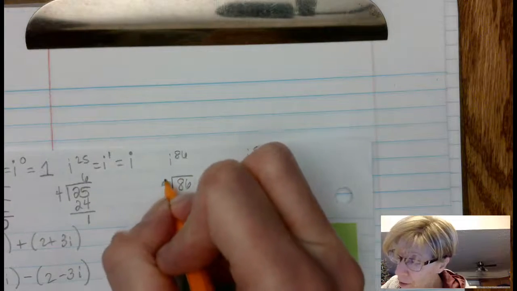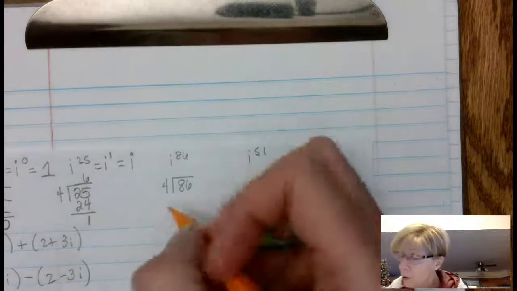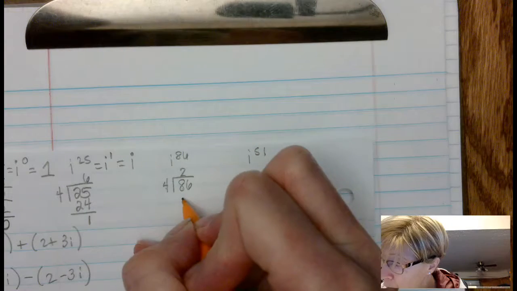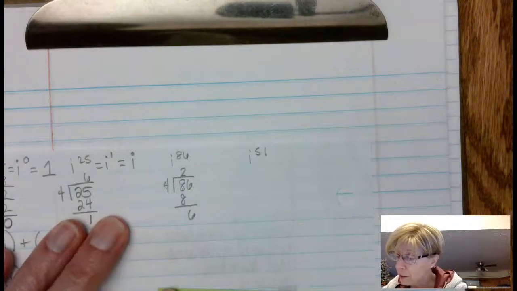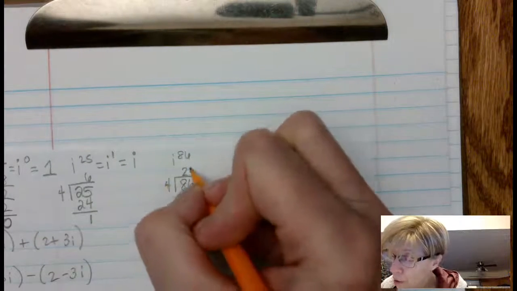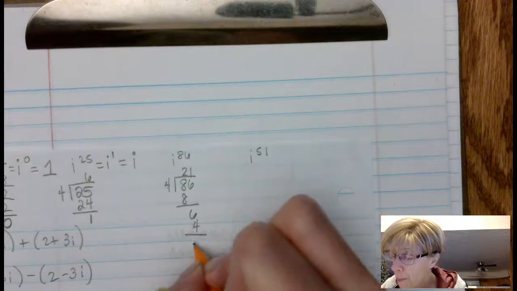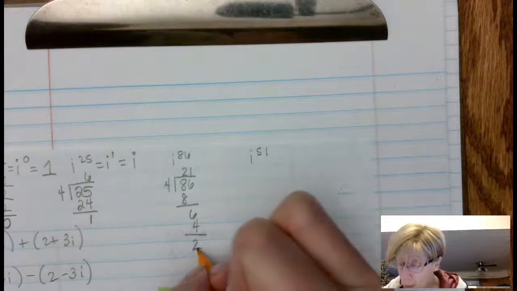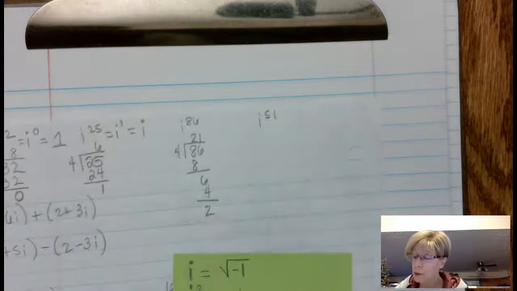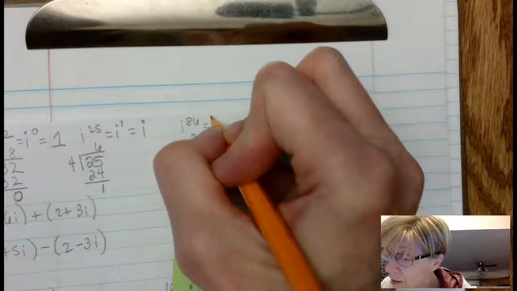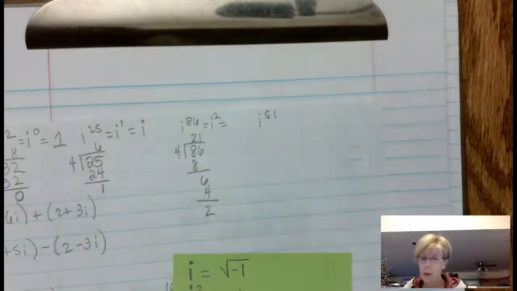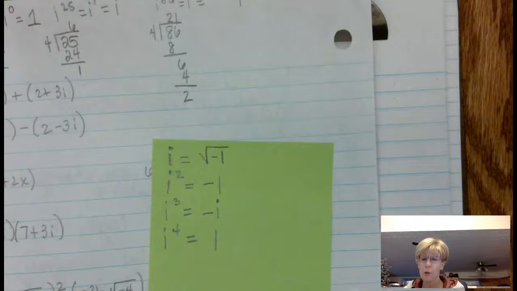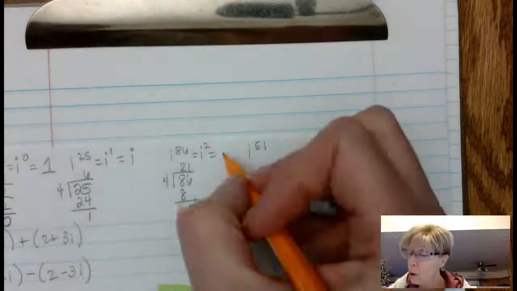i to the 86, divide by 4. Well, 4 goes into 8 twice. And then we've got a 6 here. 4 goes into 6 once. The remainder, this 2 down here, so i to the 86 is the same thing as i squared. And if you look at your post-it note, i squared equals -1.